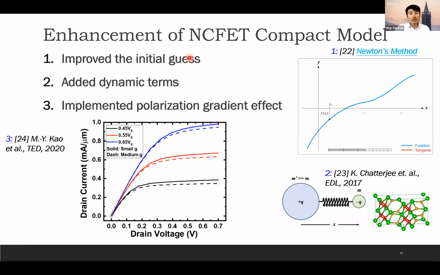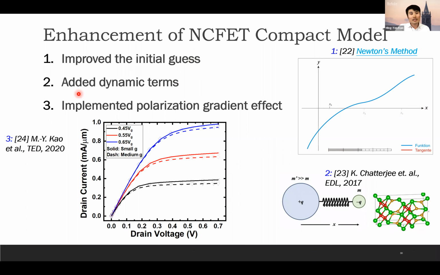If we take a look at these compact model equations, the equations we usually solve are a few more nonlinear than in this illustration. If our initial guess is not good enough, then our simulation will not converge. Our iteration will not converge. So I basically improved that initial guess. And as long as the NC negative capacitance matching condition is valid, the model can give out a reasonable solution.